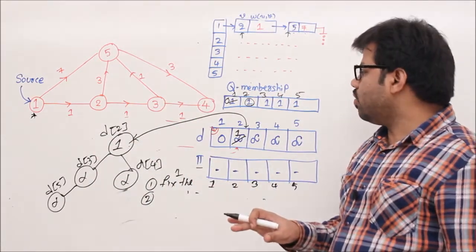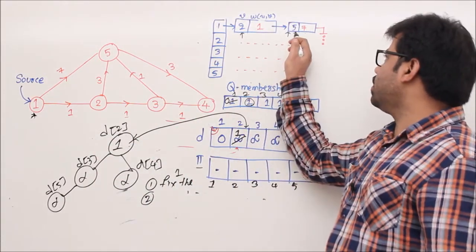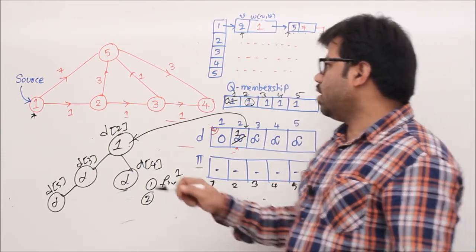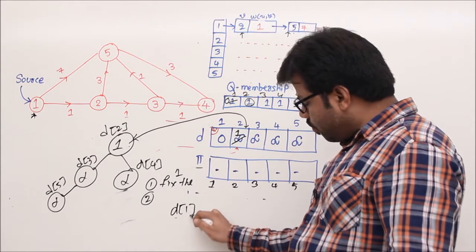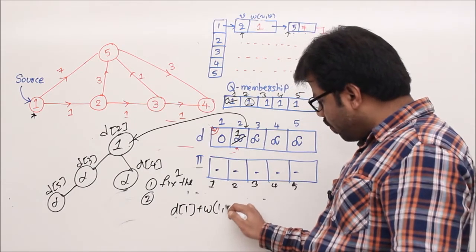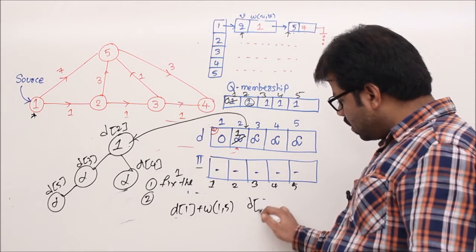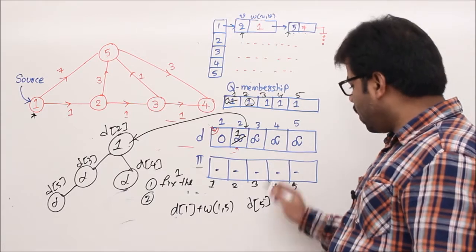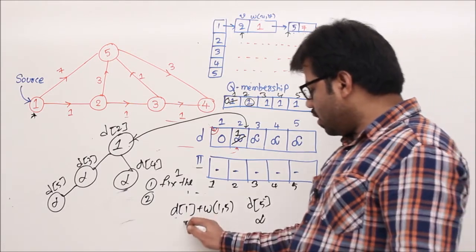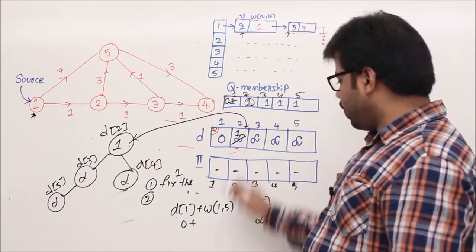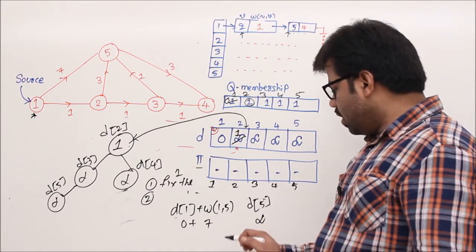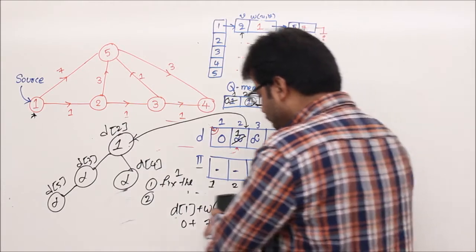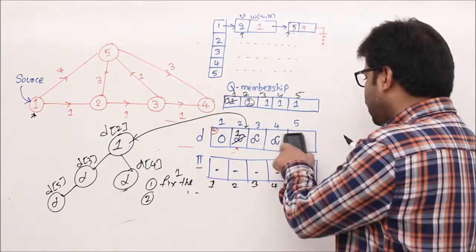Then after that, what to do? Go to the other edge, which is the 1 5 edge, correct? So what is the value? 7. Apply the relaxation step again. Distance of 1 plus weight of 1 5 versus this time distance of 5. First, what is distance of 5? Definitely infinite. Distance of 1 is 0, plus weight of 1 5 is 7. So 0 plus 7 is 7. 7 versus infinite. Which one is better? 7. So update distance of 5. So it will become 7.